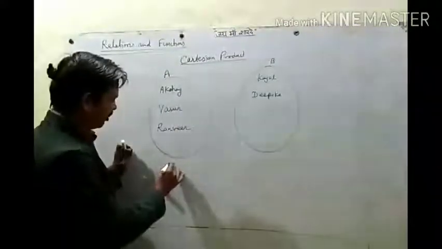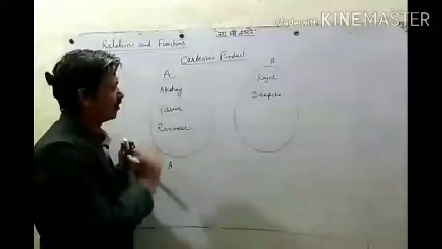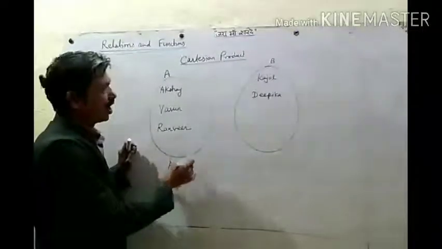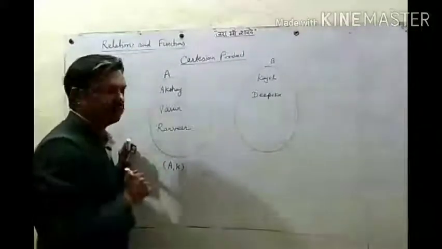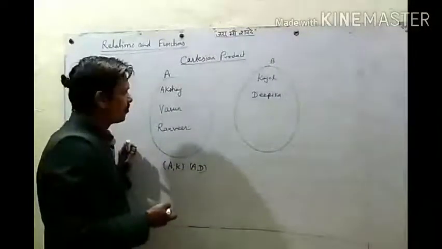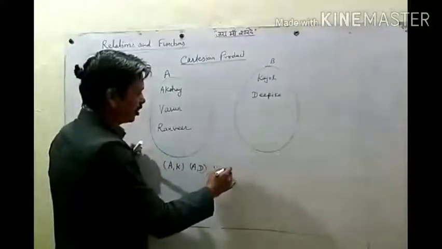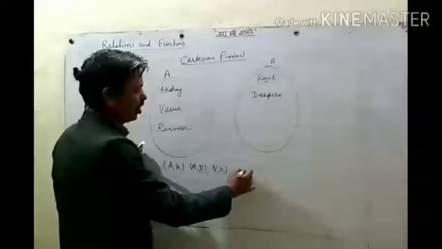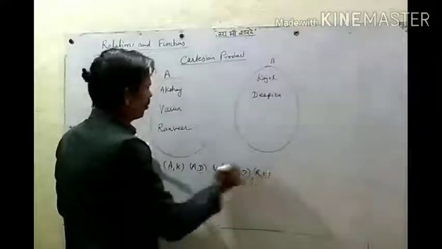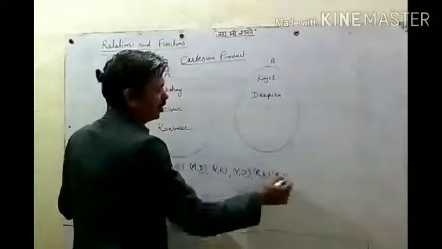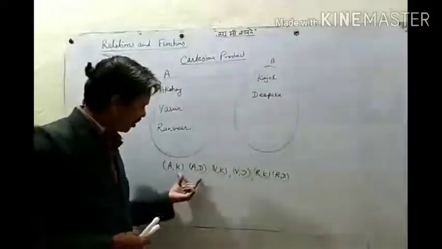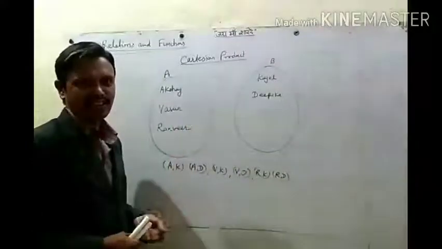So if you take Akshay, I am taking A for Akshay, V for Varun, and R for Ranveer, K for Kajol, D for Deepika. So you can choose Akshay and Kajol in your film, or Akshay and Deepika can be selected, or Varun and Kajol, or Varun and Deepika, or Ranveer and Kajol, or Ranveer and Deepika. So you have 6 options. In these ways you can choose your actor and actress.